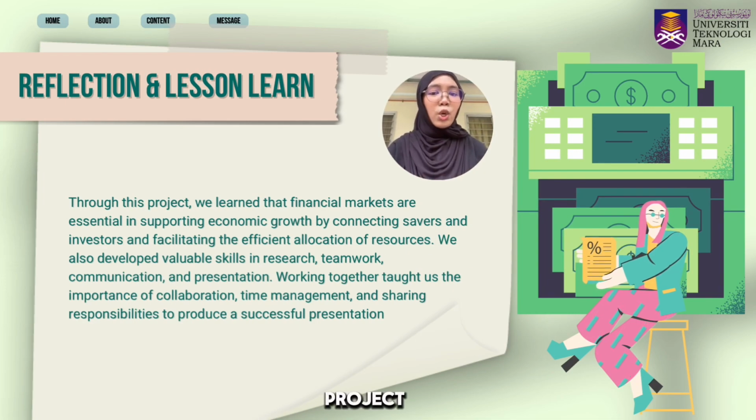Through this project, we learned that financial markets play an important role in supporting economic growth by connecting savers and investors and ensuring the efficient allocation of resources. We also gained a better understanding of how financial markets influence the economy and investment decisions.